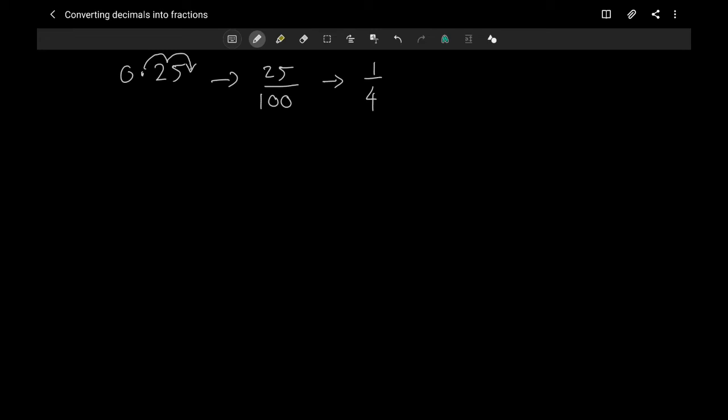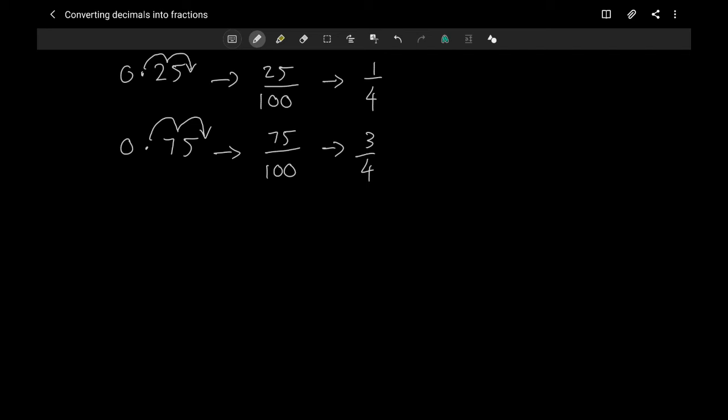So let's try one more common decimal that you would know, 0.75. Again, we move the decimal point over 2 spots. The numerator will now be 75 and the denominator, because you moved it over twice, is 100. And if you simplify this, it becomes 3/4.